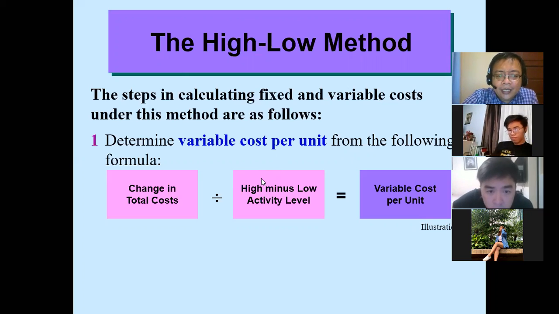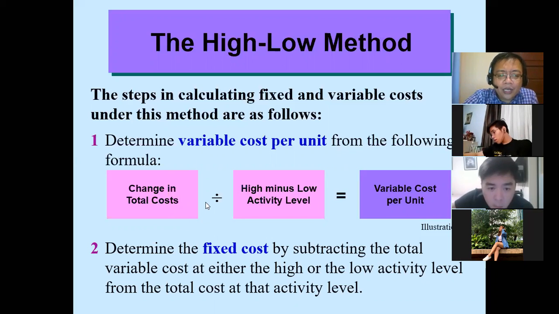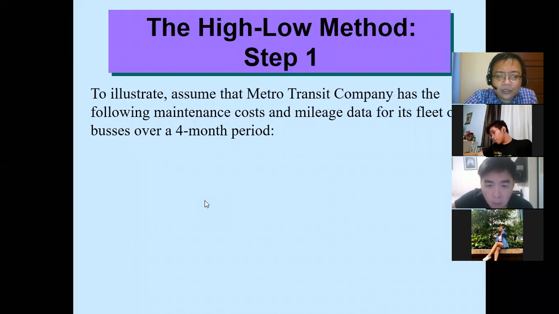Ano yung una mong gagawin? Dapat sa activity level muna, followed by the cost. And you have now the variable cost per unit. So later, I will give an example. After that, determine the fixed cost. Fixed cost is basically the component of subtracting the variable cost from the total cost.